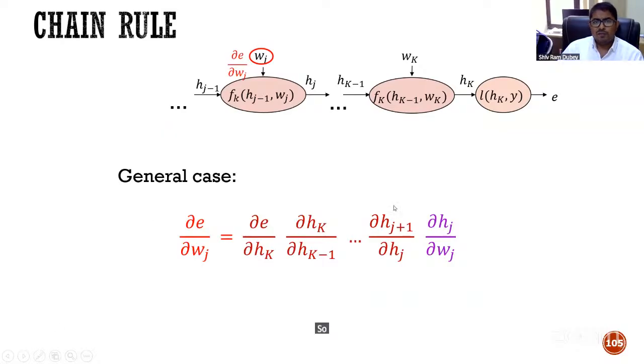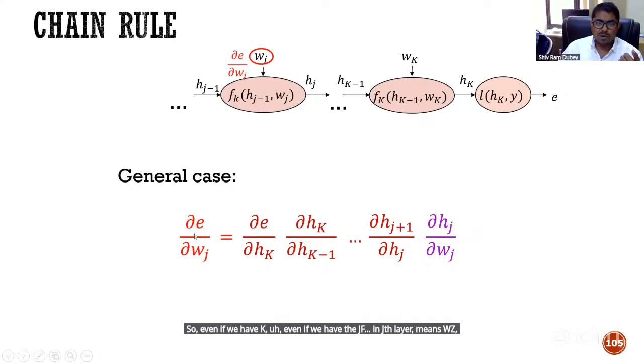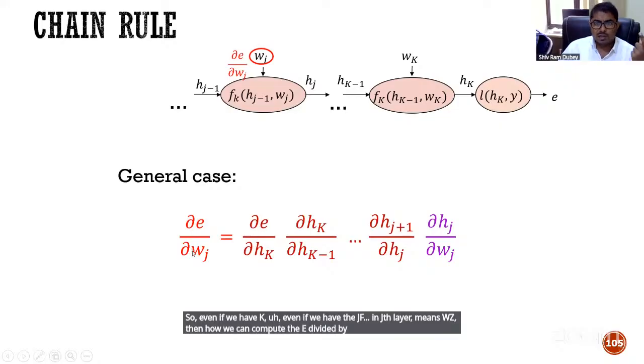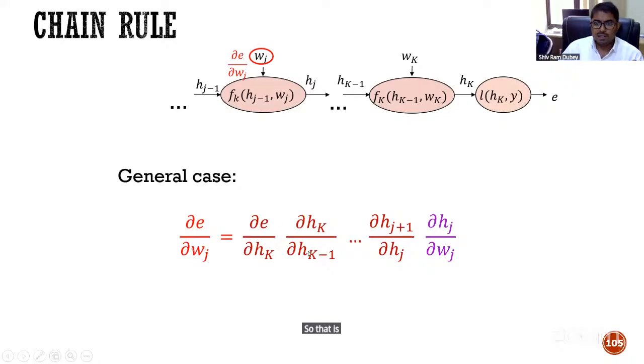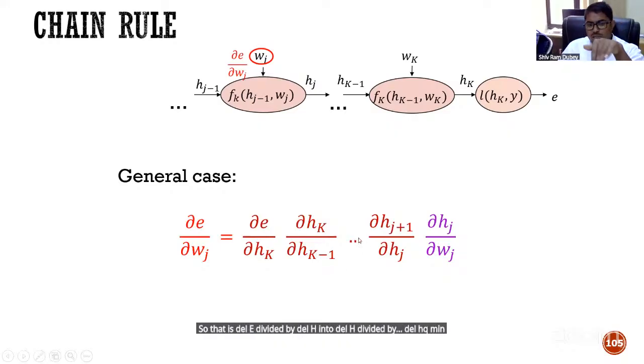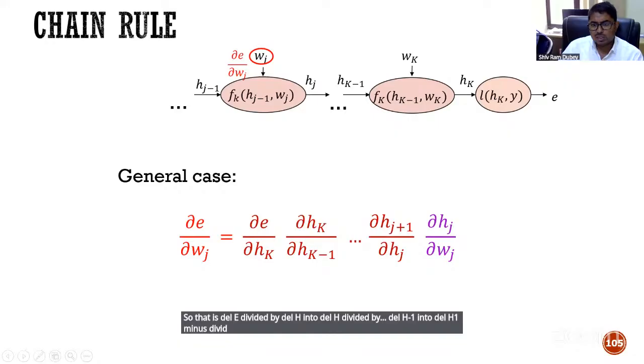Even if we have the jth layer, meaning Wj, how can we compute del E divided by del Wj? That is del E divided by del Hk into del Hk divided by del Hk minus 1 into del Hk minus 1 divided by del Hk minus 2, and so on up to del Hj plus 1 divided by del Hj, and then del Hj divided by del Wj. That's how we can compute in the general case. And this is basically called backpropagation.